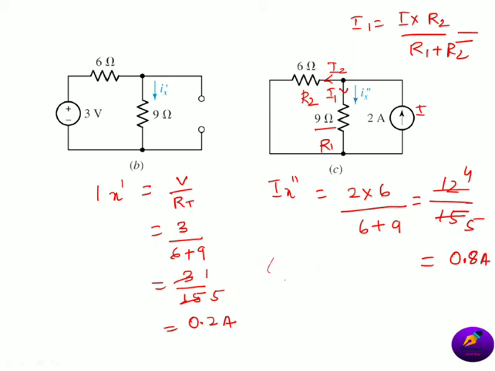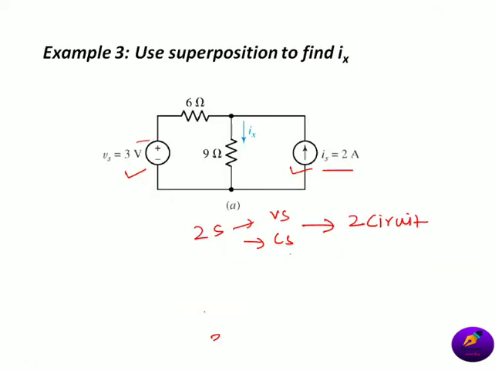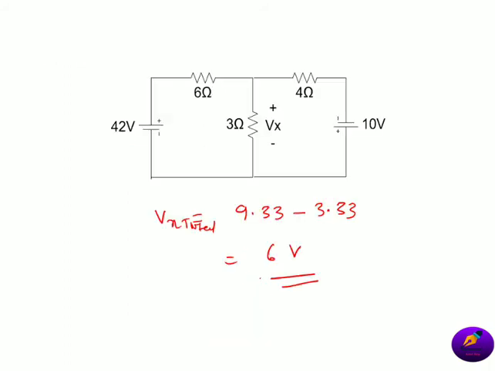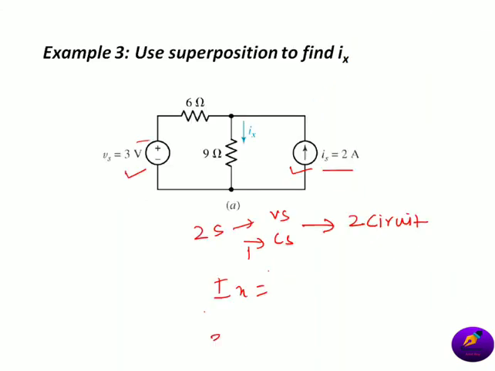Therefore the total current in this circuit, Ix, will be equal to 0.2 plus 0.8, that means 1 ampere.